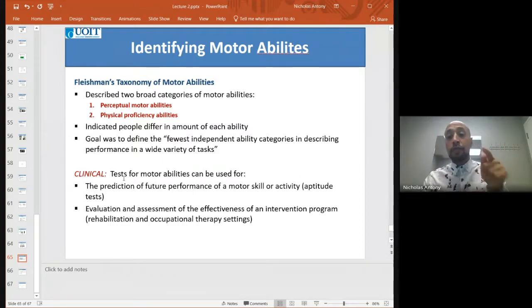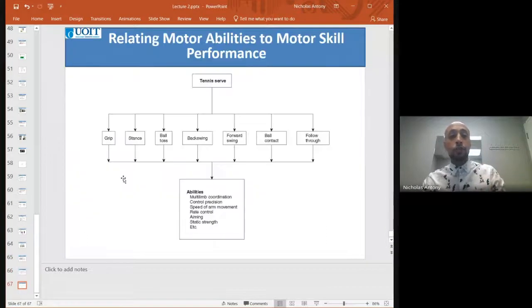Now, this research led into the whole research of standardized testing. So think about a fireman, right? There's people that are going to become a fireman or a police officer. There are standardized tests where they have to look at whether or not they're able to fulfill certain physical proficiencies, right? It's like an example of using Fleishman's motor abilities taxonomy.